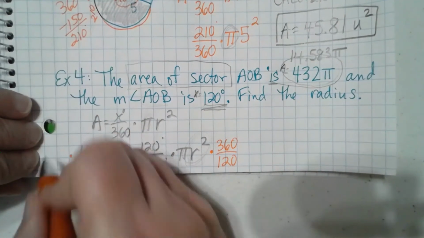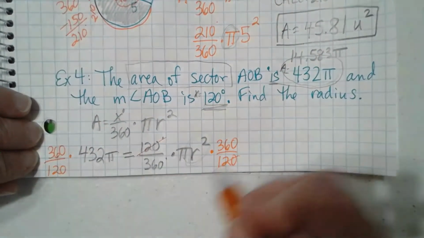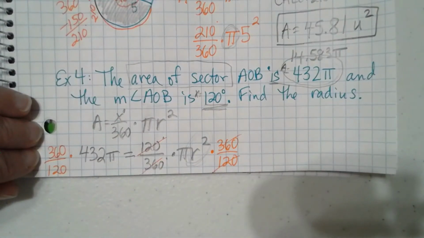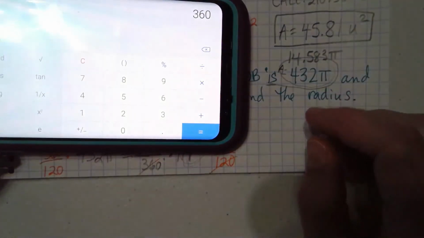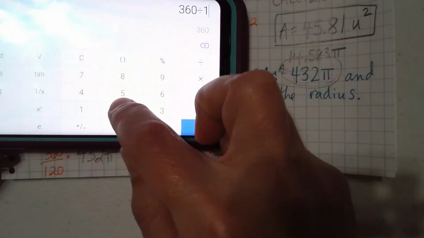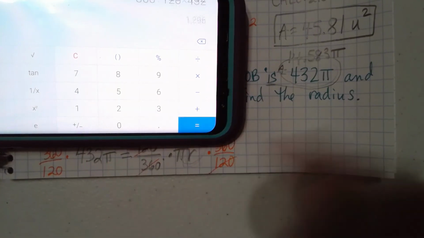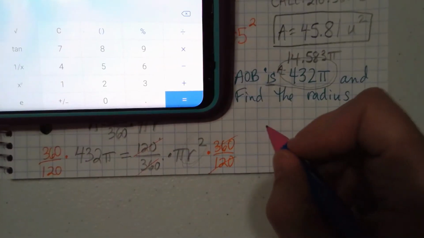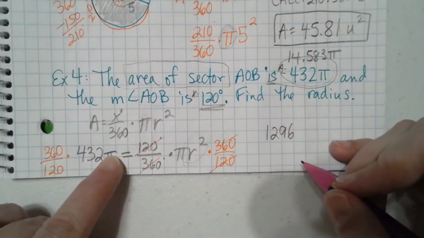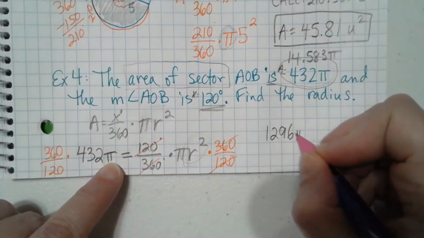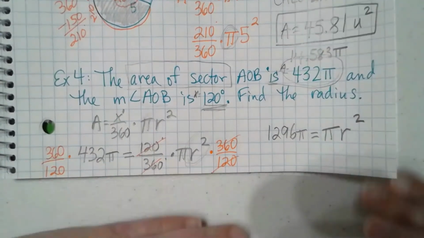So I'm going to do the same thing over here, 360 over 120. So this is going to go away, and that's going to go away. And on my calculator, I will have 360 divided by 120 times 432. So that makes 1,296. Can't forget this pi that was right here. Could never forget the pi. Then over here we have pi r squared.